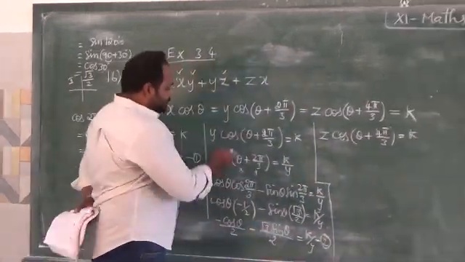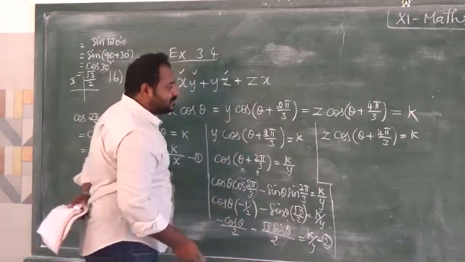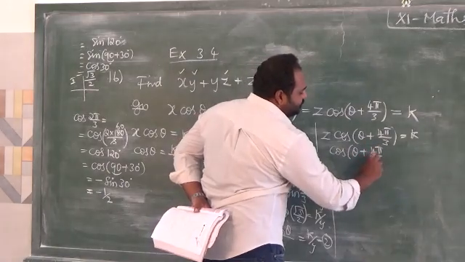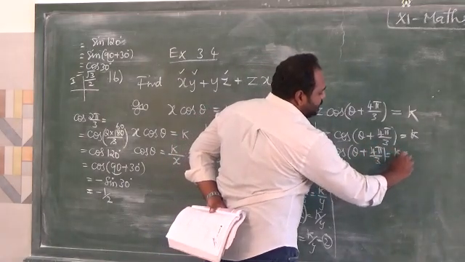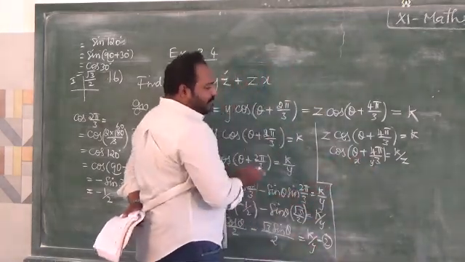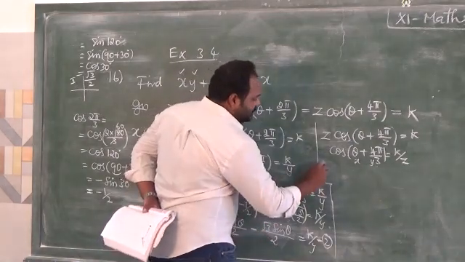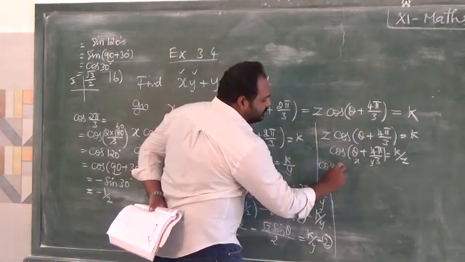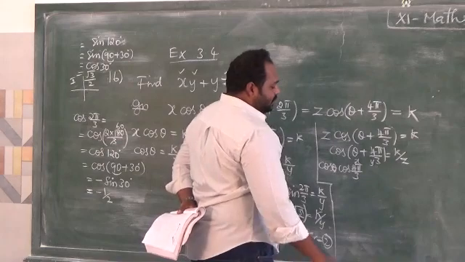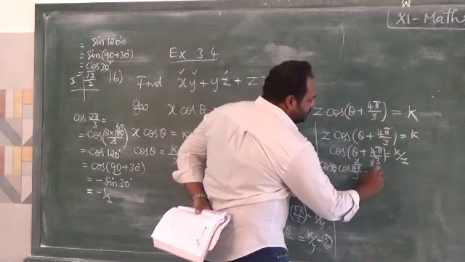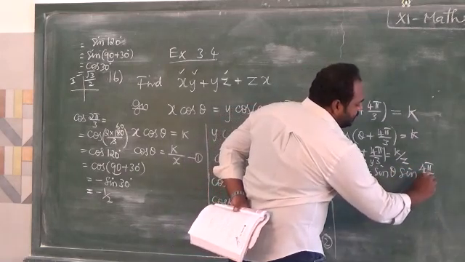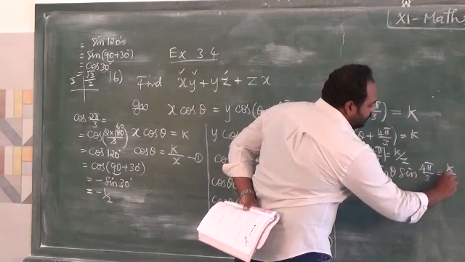Next one, same like these steps. Now cos of theta plus 4 pi by 3 equal to k by z. So this can be expanded, same like this is x, this is y. Cos a plus b, same formula: cos a cos b minus sin a sin b. Cos theta into cos 4 pi by 3 minus sin theta into sin 4 pi by 3 equal to k by z.